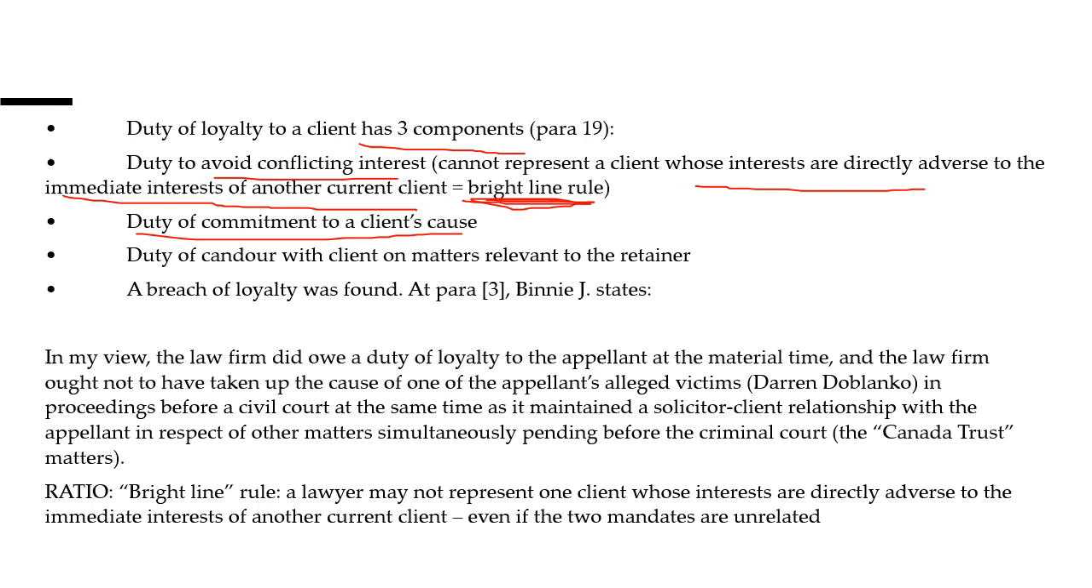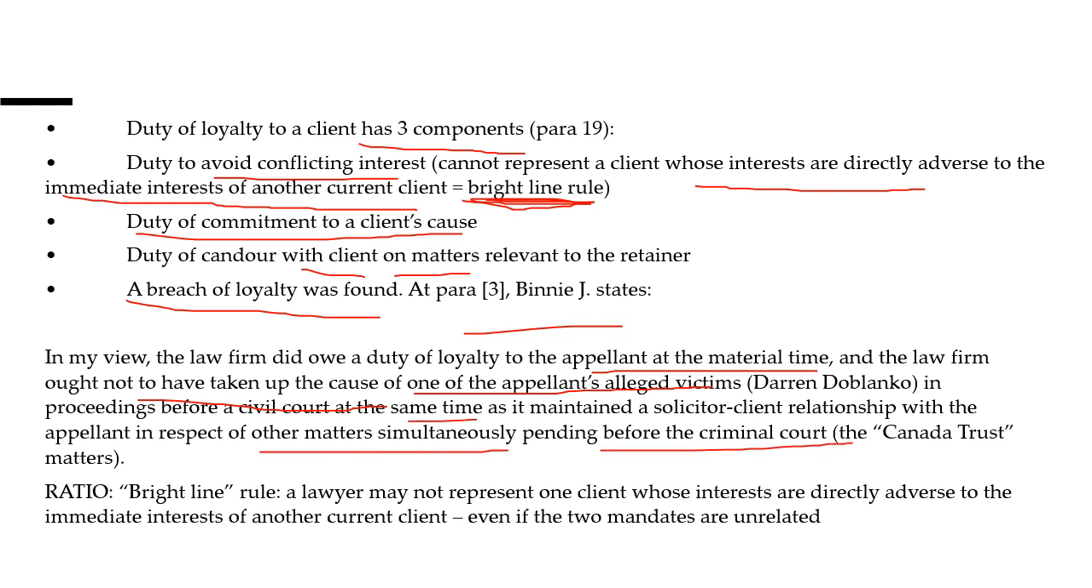The other components are the duty of commitment to the client's cause and the duty of candor and frankness on the client's matter. Breach of loyalty was found in this case. So what did the judge say? He said, in my view, the law firm did owe a duty of loyalty to the appellant at the material time. The law firm ought not to have taken up the case. The law firm should not have taken up the case of one of the appellant's alleged victims in a proceeding before a civil court at the same time, where simultaneously a matter is already pending before a criminal court.